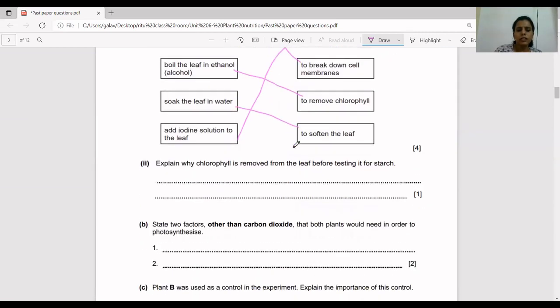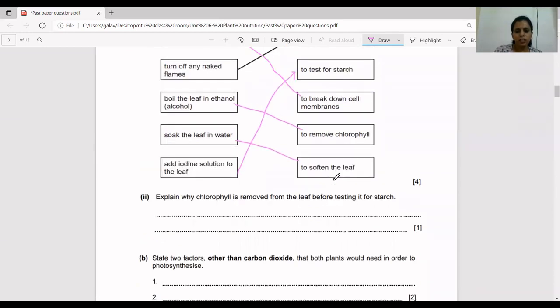The next question is, explain why chlorophyll is removed from the leaf before testing it for starch. Now this is very important. I've told you this question is asked for 1 mark, so remember you have to write down one correct point. Chlorophyll is removed from the leaf before testing it for starch because the green color of chlorophyll will mask the color of iodine solution. So you can write that the green color of chlorophyll will mask the color of iodine solution. Hence, it is important to remove chlorophyll before testing for starch.